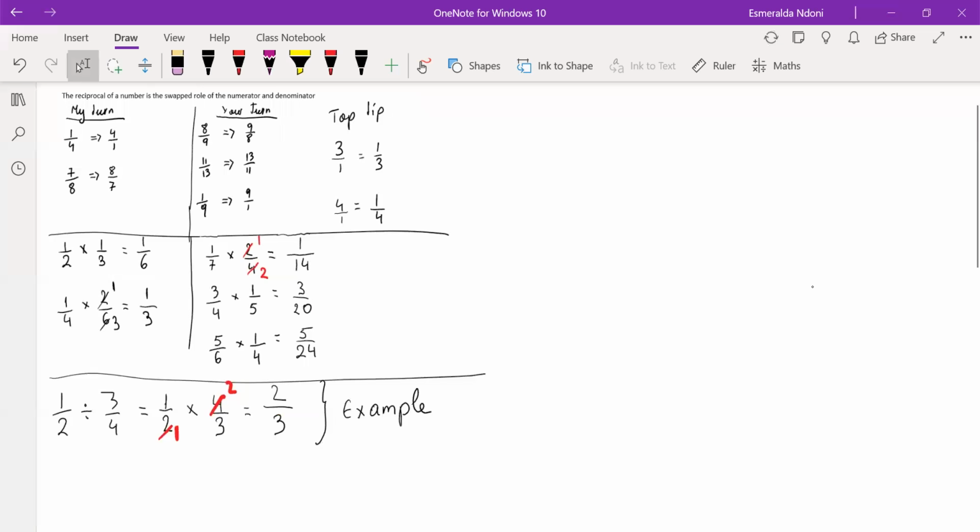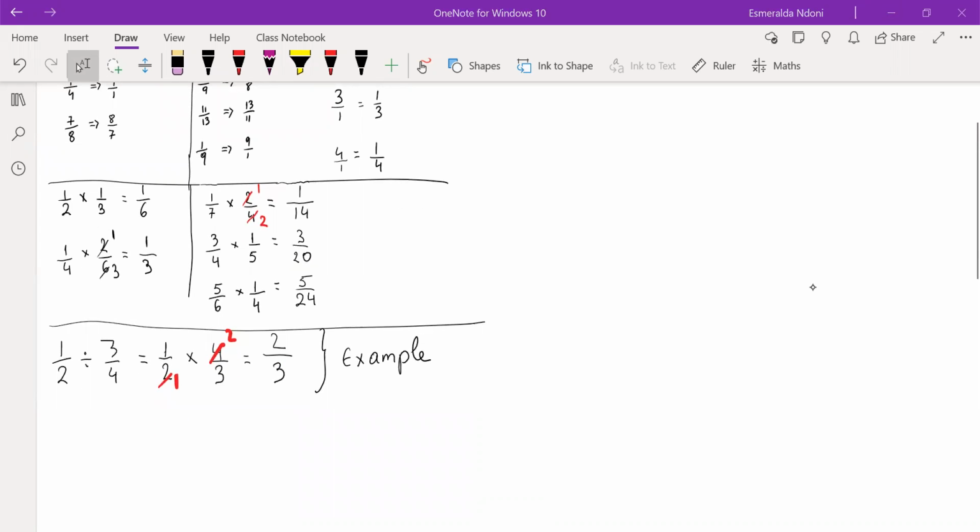Let's do one more together. If I have 2/5 divided by 1/2. We're going to use the chant, dividing fractions, multiply by the reciprocal. So we're going to multiply the first one. It's very, very important that you do not change the first one. So you leave the first fraction as it is. We're going to multiply the first fraction by the reciprocal of the second.